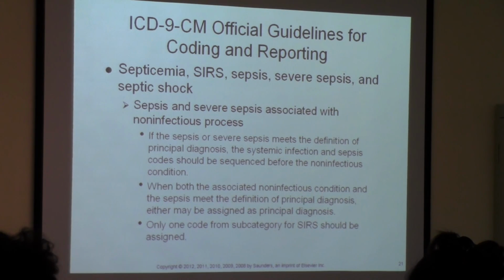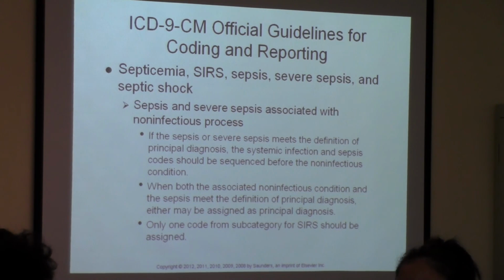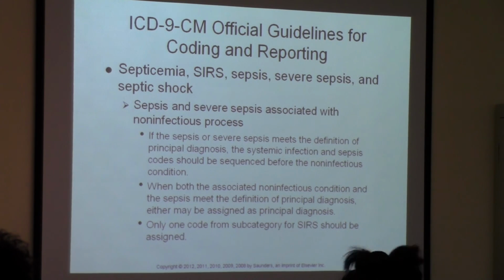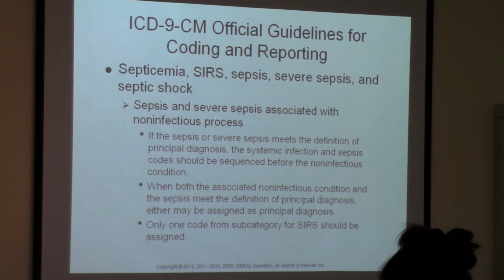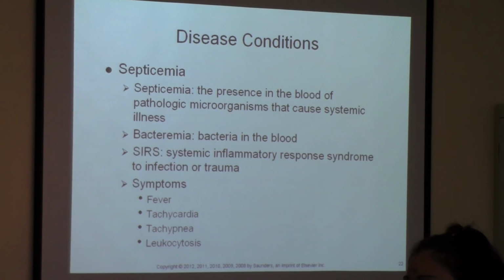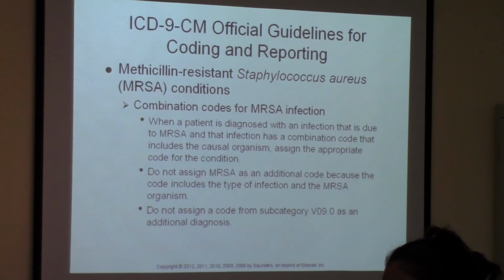Either or, right? They're saying that either one can be principal, but because sepsis requires a lot of resources, I would normally code sepsis first. But I want to see what the other non-infectious condition is and see which one is more severe. So you code the sepsis first and then the non-infectious process, the underlying cause and all that.